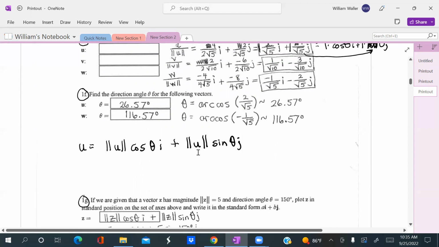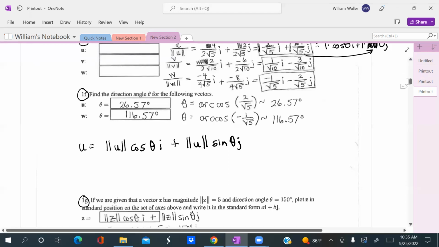Now, you do not have to have the vector written in unit form to apply this formula. You do not have to have the vector in unit form to apply this formula, but it helps.